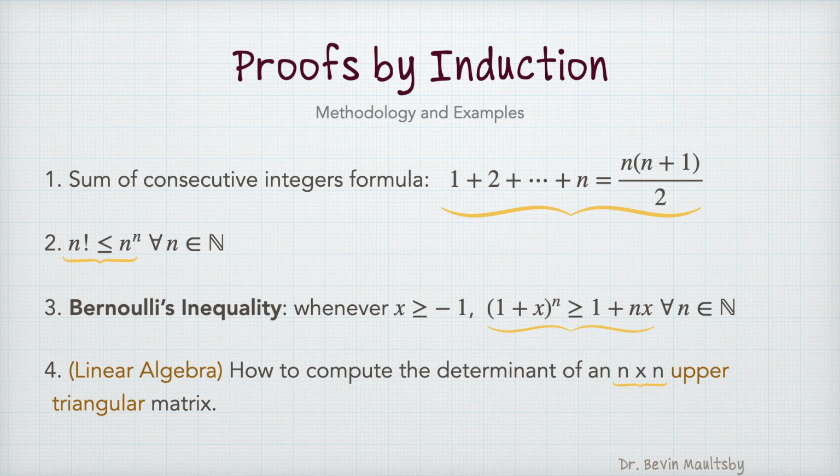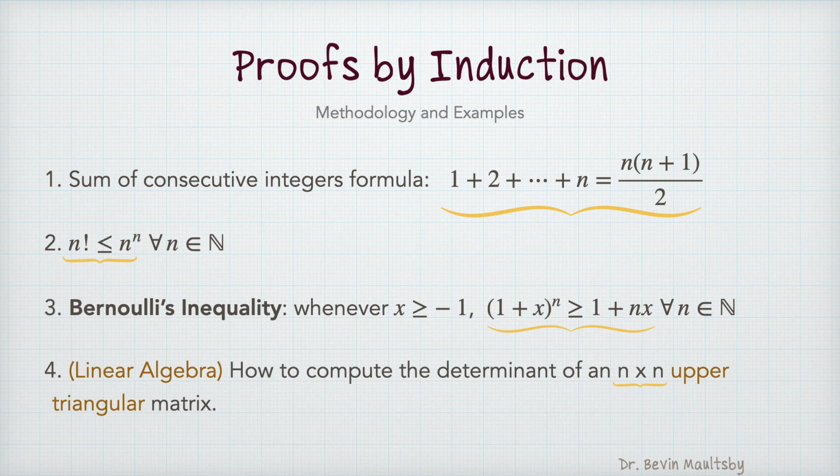And then for fun, to give you an example which looks a little bit different, we will prove a formula that you can use to compute the determinant of an n by n upper triangular matrix. So there, what's key is that the dimensions of the square matrix are being described as n by n. So you certainly cannot use a proof by induction in every situation in mathematics. It's used for formulas which involve positive integers.